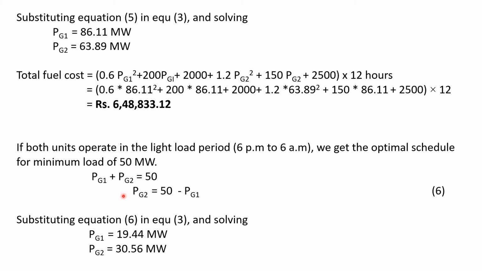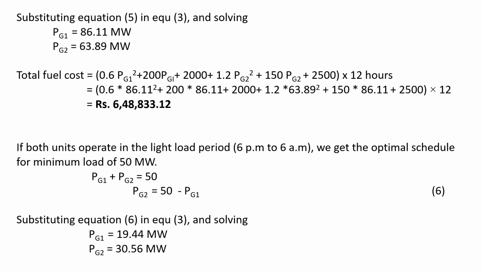If both units operate in the light load condition, that is the minimum load of 50 megawatt, my equation 6 is the power balance equation Pg1 plus Pg2 equal to demand. Now demand is 50, so I am writing Pg2 as 50 minus Pg1. That is my equation 6. I am going to substitute equation 6 in equation 3, and solving that I am getting Pg1 as 19.44 megawatt and Pg2 as 30.56 megawatt.